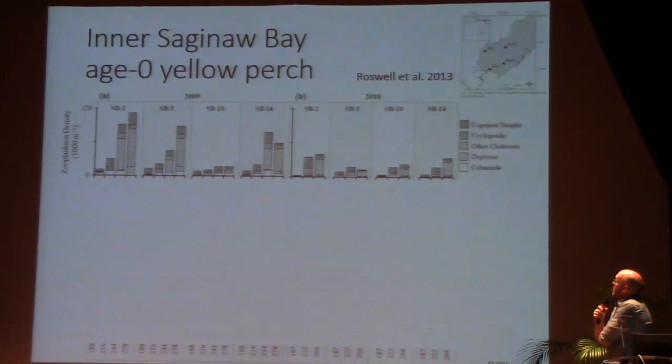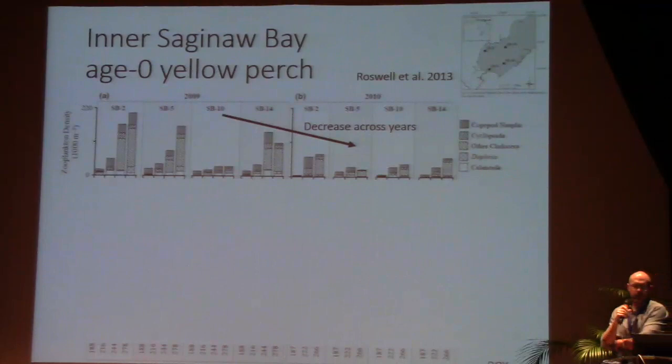And so this plot from a paper a few years ago shows differences over two different years and different seasons in those years in zooplankton densities across sites. And you can see that there are some differences in the densities and types of zooplankton at different sites, but also there was a decrease in overall zooplankton density from 2009 to 2010.